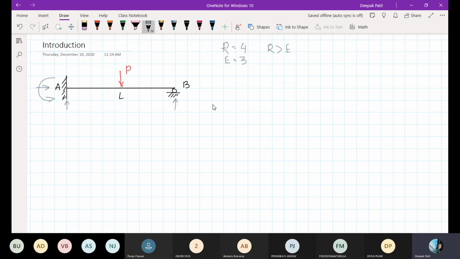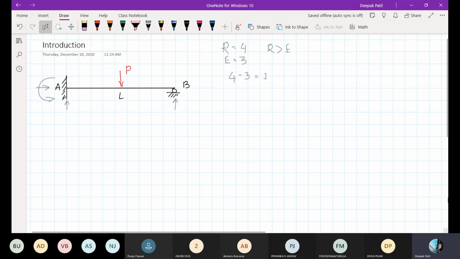To what degree is it indeterminate? You can just mention 1, because that is 4 minus 3. That is 1. So the structure is indeterminate to the first degree. This is the basic thing you have to see first.